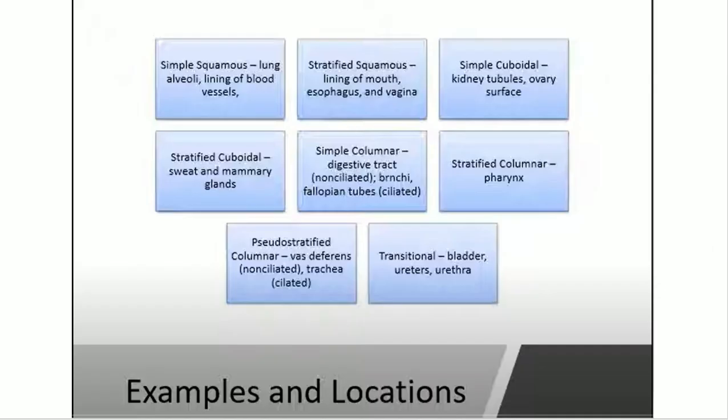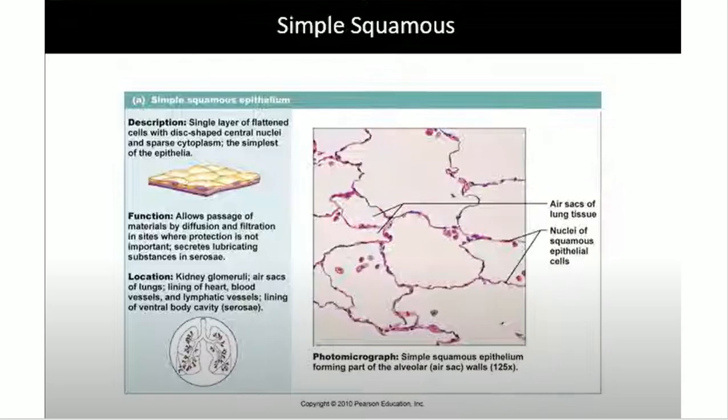But now let's look at these guys individually. So simple squamous. From the side, it looks like a fried egg. From the top, it looks like puzzle blobs. No gaps. Makes for a watertight surface. And you can see the nuclei in there. All of those are little simple squamous epithelium. Here, it's of the alveolar air sac walls. Right here, you can see how that looks like a little fried egg.